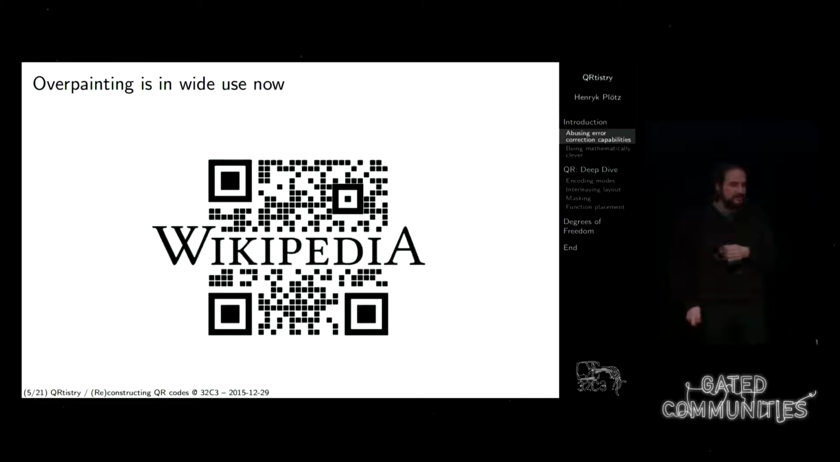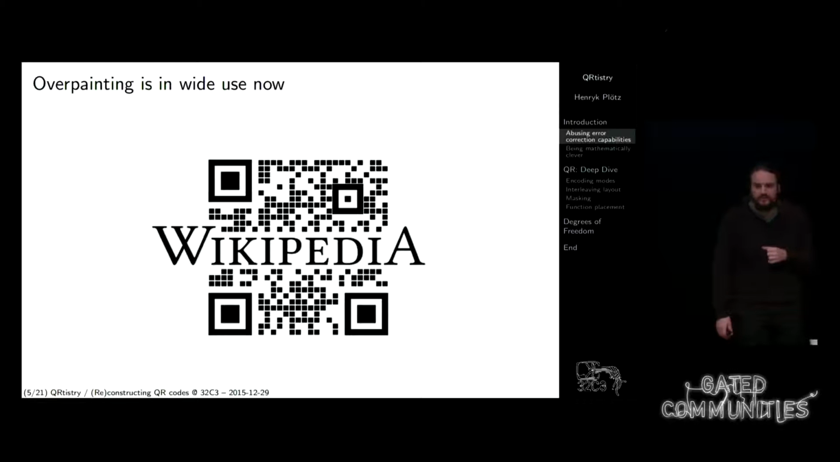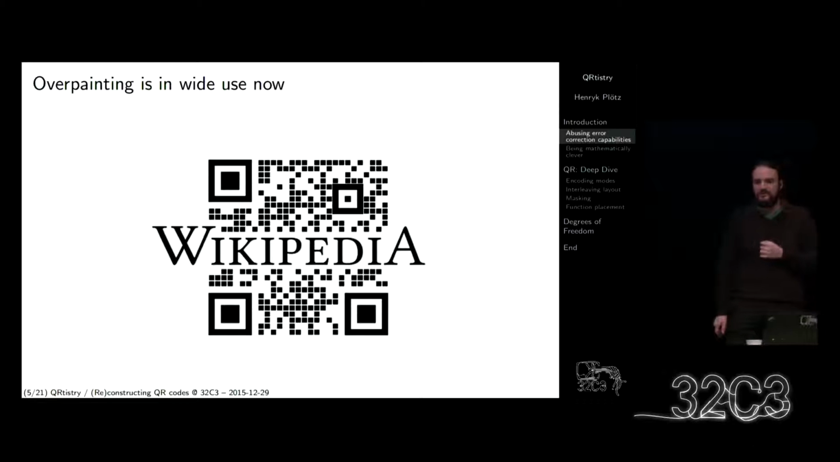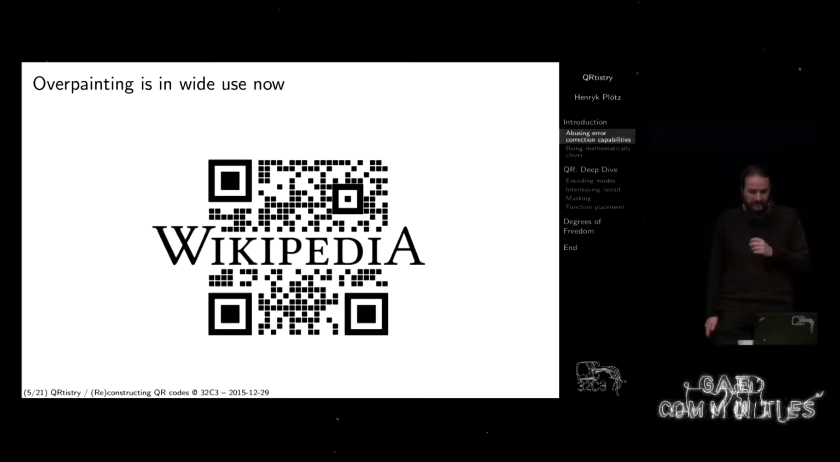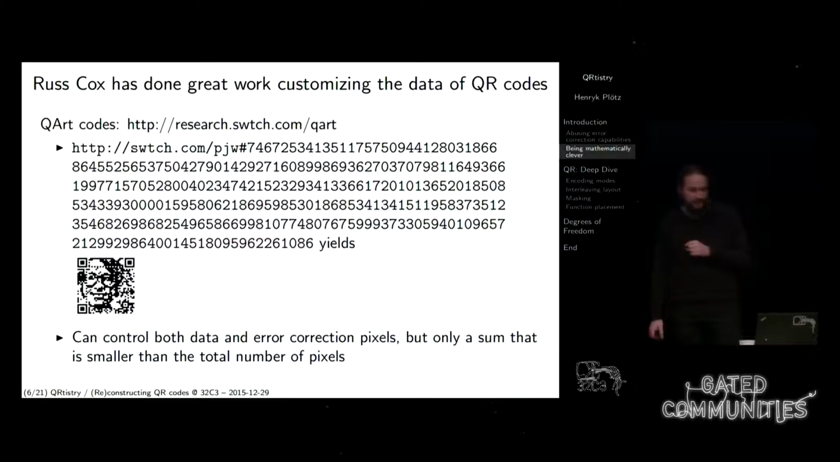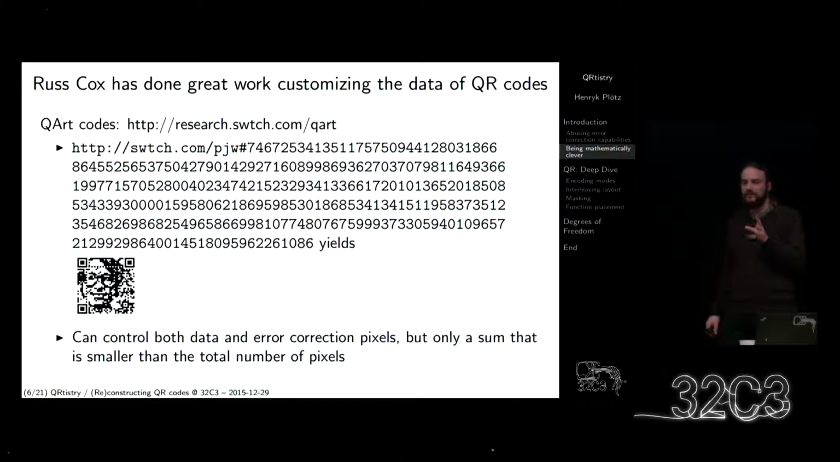Another example, I'm not showing too many examples because most of these are for advertisement and I don't want to advertise. I might advertise for this project because it's cool. They also have a code that is using overpainting. Like I said, the other method to do fun stuff is the project QArt by Russ Cox.